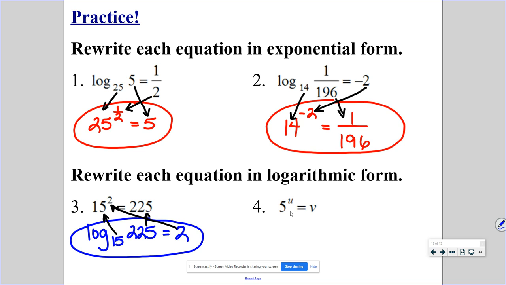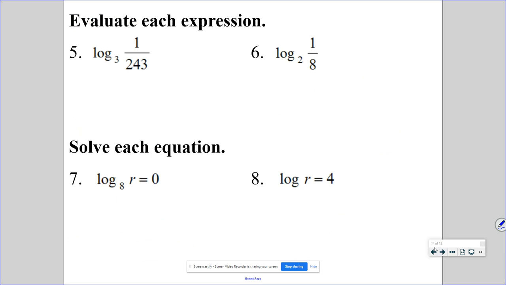Okay, let's try again. 5 to the power of u is equal to v. That means if I write it as a logarithm, it would be log base 5 of the outside number, which is v, is equal to the exponent. Okay? 5 through 8, we're actually solving. So we're not rewriting the expression like we just did. We're going to solve the question.